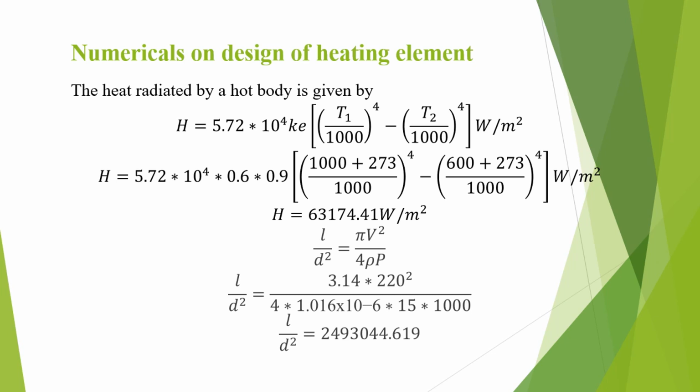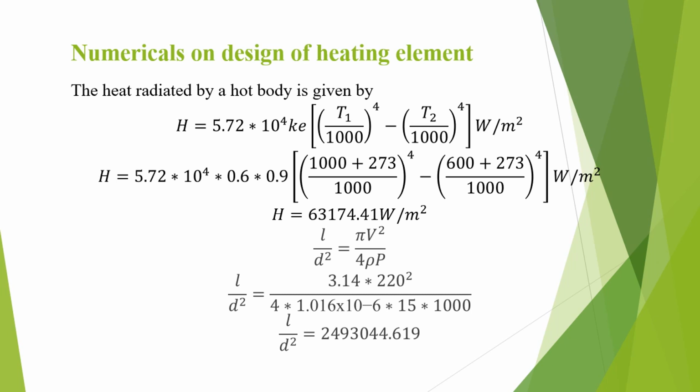So substituting the other values in the equation of heat radiated, we get H equal to 5.72 into 10 to the power 4 into 0.6 into 0.9 into ((1000 plus 273) by 1000) to the power 4 minus ((600 plus 273) by 1000) to the power 4. So T1 in absolute is 1000 plus 273, T2 in absolute is 600 plus 273. Solving this, we get H value as 63,174.41 watt per meter square.